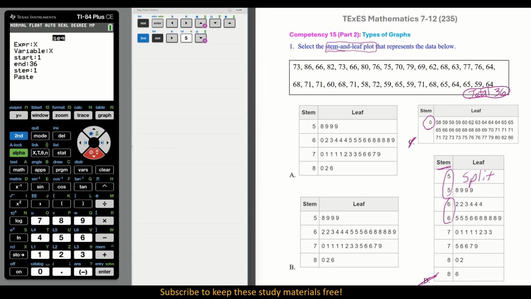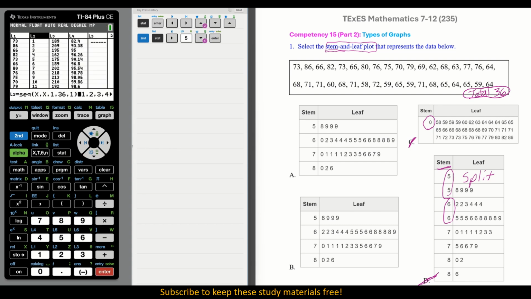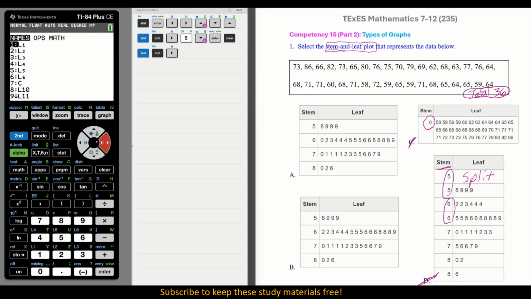Okay, now I'm going to go down and paste. Okay, and see what it did. It put in another one. I'm going to clear that out. Okay, all that cleared out. Now let's see, second, enter. I'm going to try it one more time.